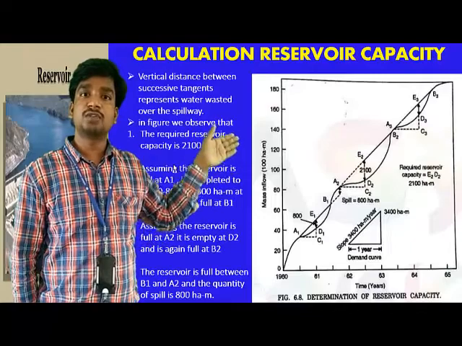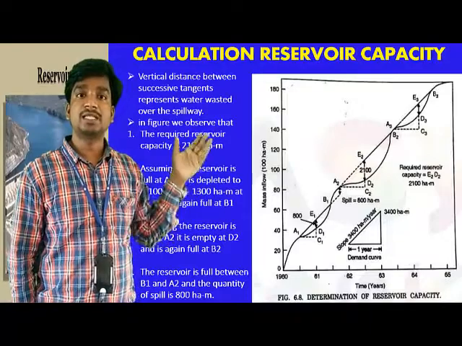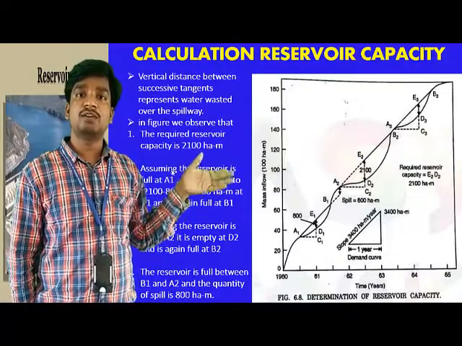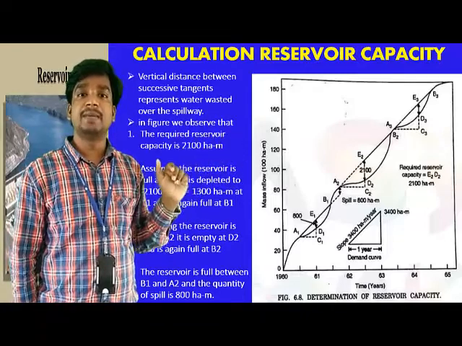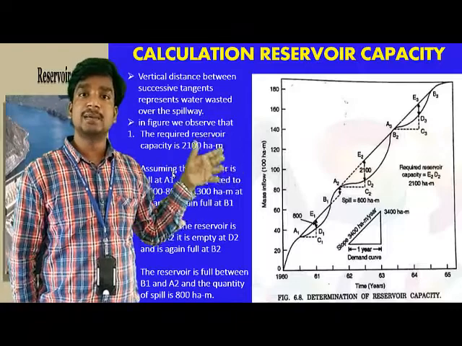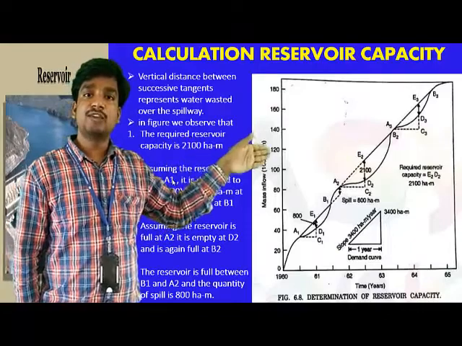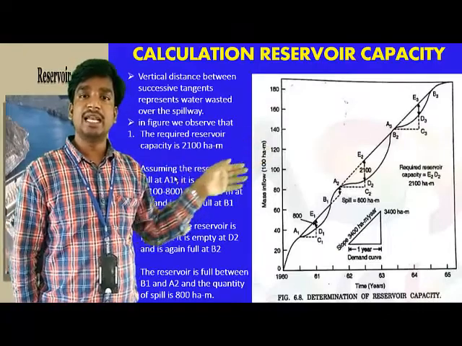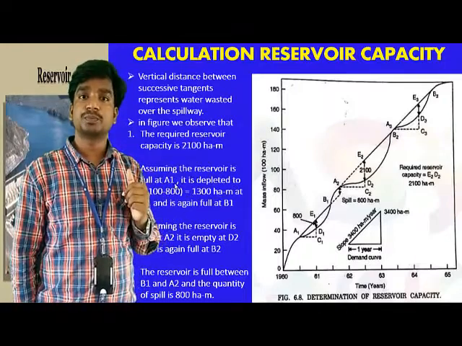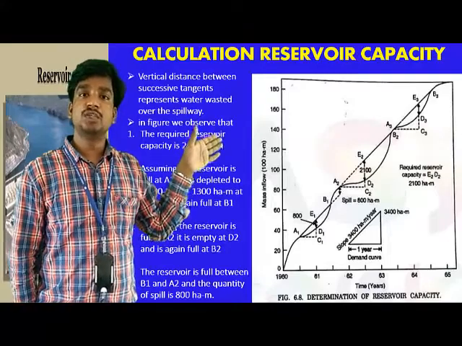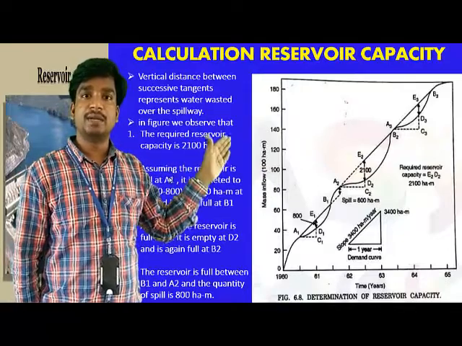This water level is reduced from A2 to D2 as there is no inflow. As this is the maximum ordinate, we conclude that at stage D2 the reservoir is completely empty, from A2 to D2. Now again there is an inflow to the reservoir after D2. Then again let us assume it is filling at B2. The reservoir is full at B2. Now from B2, at A3, the water is depleted again.